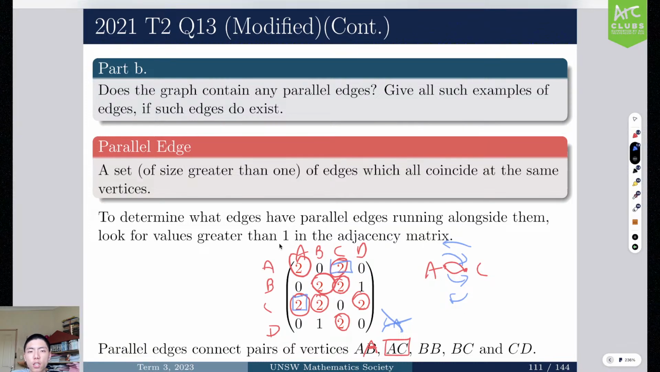So we only actually, in theory, need to look at half to determine this, right? Because as long as we find the numbers that are in half of this matrix, that gives us enough information to work out the other stuff, because the other half is symmetric to the upper triangle of this matrix. So the parallel edges are just the non-zero entries here, and then we just have AA for this one, AC for this one, BB for this one, BC for this one, and CD for that one.